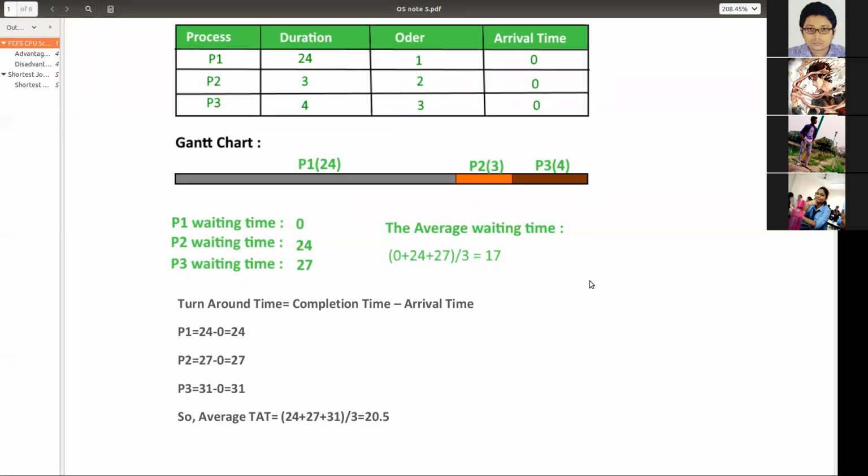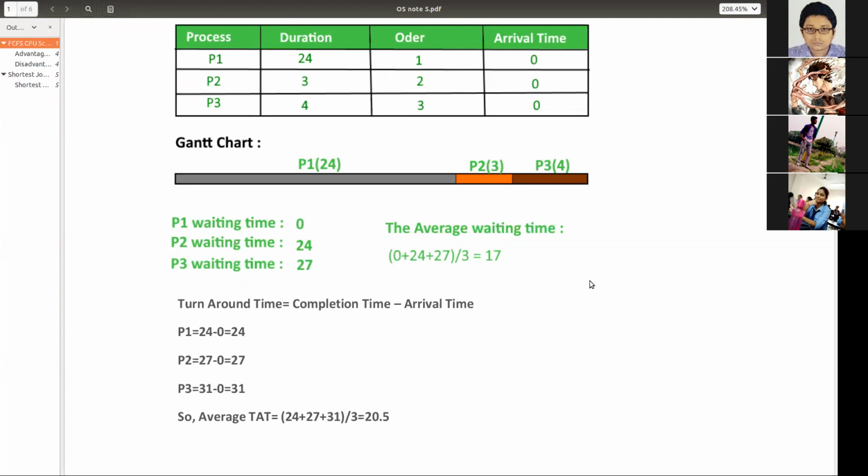Then P3: as P3 has burst time 4 and started to run from 27, 27 plus 4, it finishes at time unit 31. So the completion time is 31, the arrival time is again 0, so it will be 31. In that same way, the average turnaround time will be the summation of these three divided by 3, as there are 3 processes, so it will be 20.5. So this is the turnaround time for this sum.